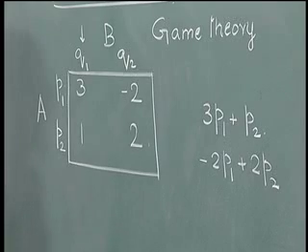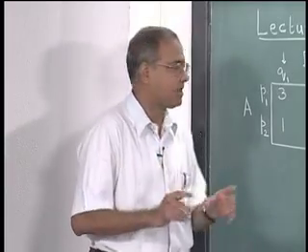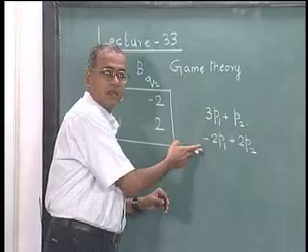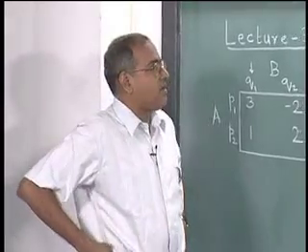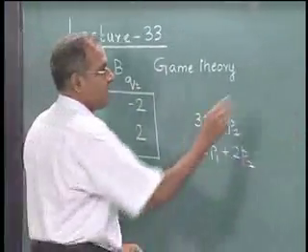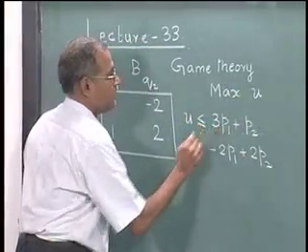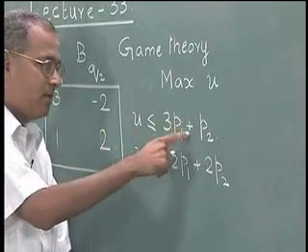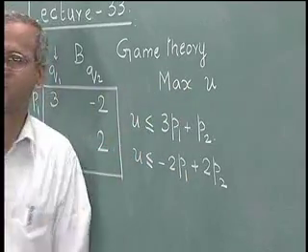Now, A knows that B is an intelligent player, and therefore, A would like to maximize the minimum that A will get. Because it is linear, the minimum that A will get will lie in either this or this, or the point of intersection of these two. So, A would like to maximize some u such that u is less than or equal to this and u is less than or equal to this. That would mean u is the minimum of these two functions and A would like to maximize that u.